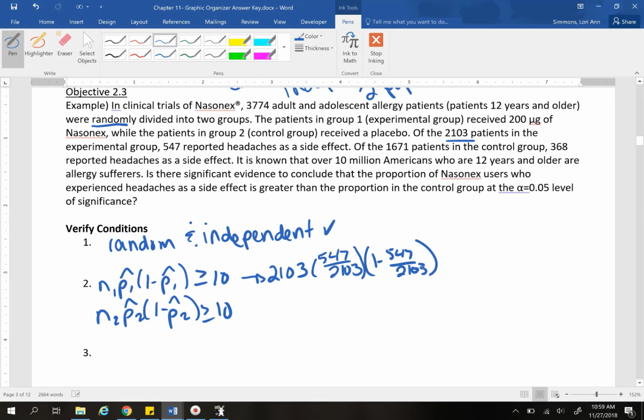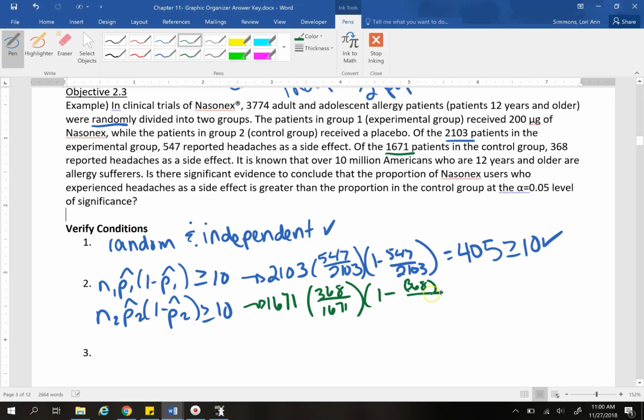When you do this on your calculator, you should get about 405. That's greater than or equal to 10. So that is normally distributed. And then do that again for the second group. We have 1,671 and 368 of them have a headache. So you can take that divided by total to get your proportion. When you do that, you should get about 287. That's greater than or equal to 10. So these are normally distributed.